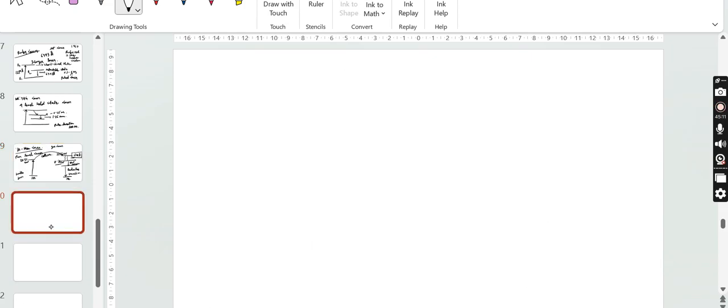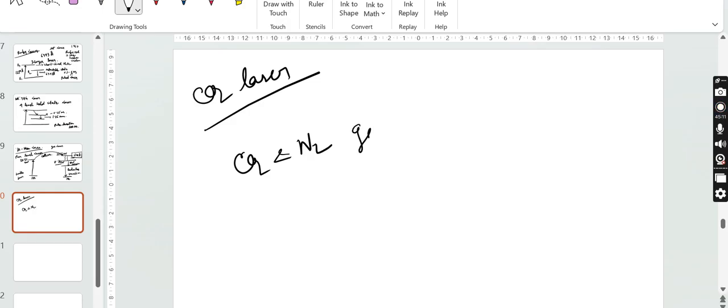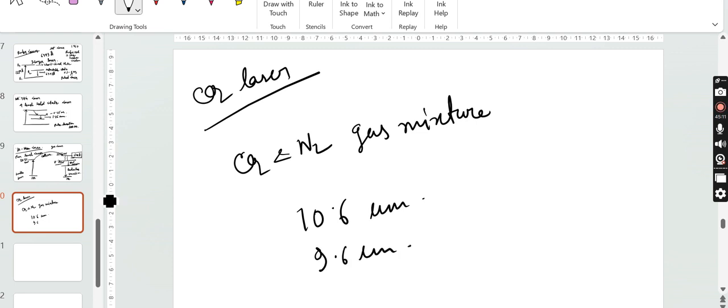Then you can go to carbon dioxide laser. It is a molecular gas. Carbon dioxide bends. There are symmetric stretching, bending modes, and asymmetric stretching modes. So these modes have different energy levels. Here, a carbon dioxide and nitrogen gas mixture is used, and the lasing action gives us 10.6 micrometer wavelength and 9.6 micrometer wavelength.